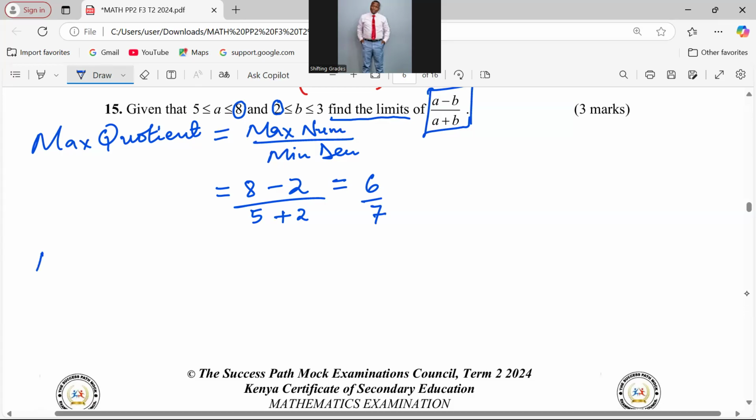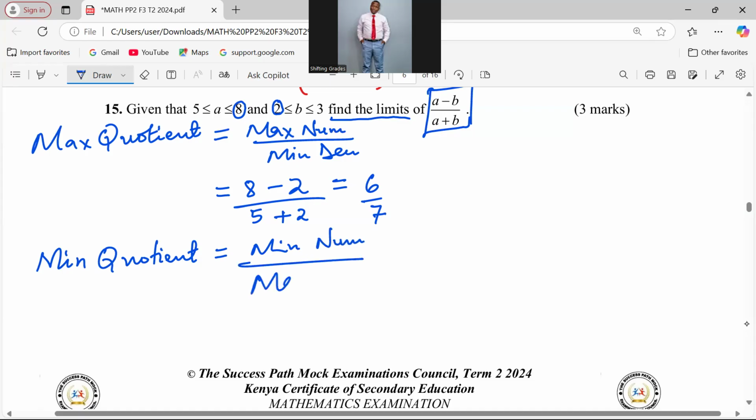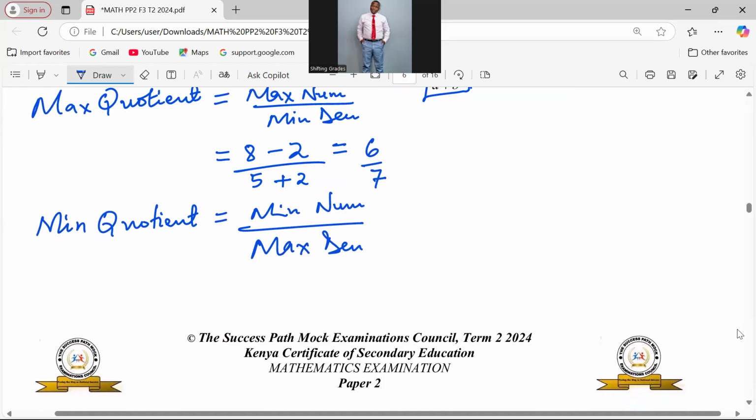For me to get minimum quotient, I need minimum numerator, and I divide it by maximum denominator. Yeah, divide it by maximum denominator.